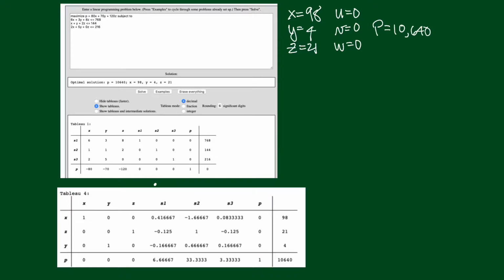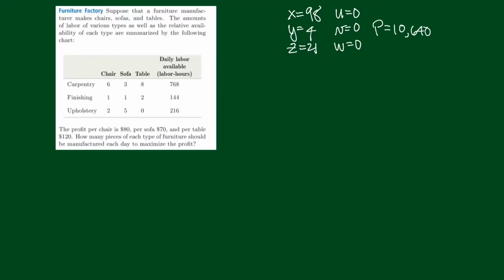Now we need to remember what x, y, and z, u, v, and w are in order to write our solution. So I'm just going to go back to our original statement of our problem and see what this was. What was x? X was the number of chairs that we were going to manufacture. Y, that was the number of sofas to manufacture. And z is the number of tables to manufacture. So to maximize our profit, we will manufacture 98 chairs, 4 sofas, 21 tables. And that will give us a maximum profit of $10,640.